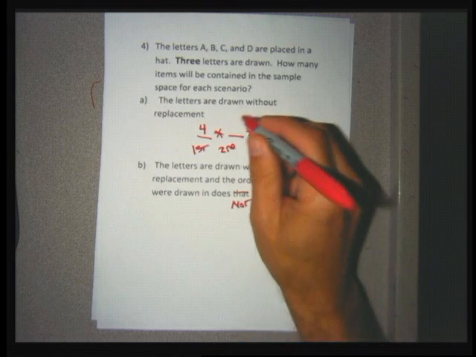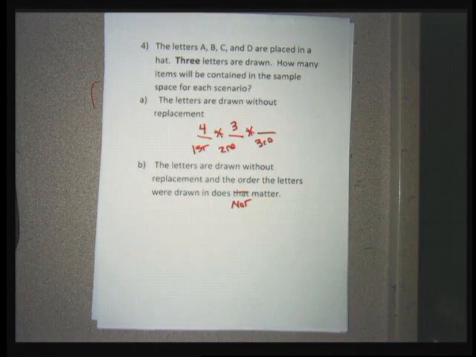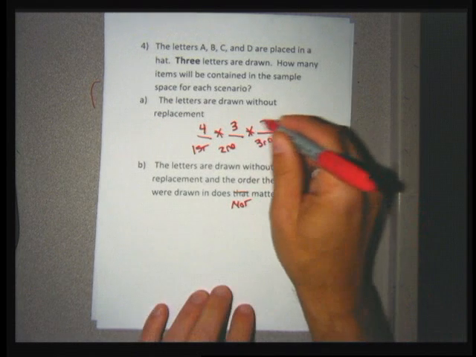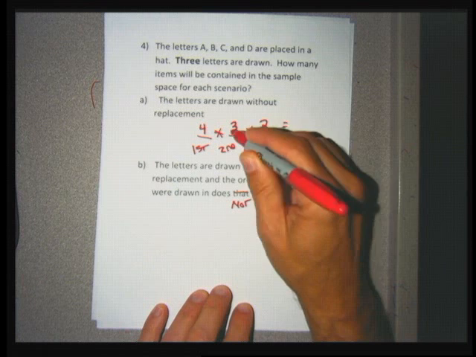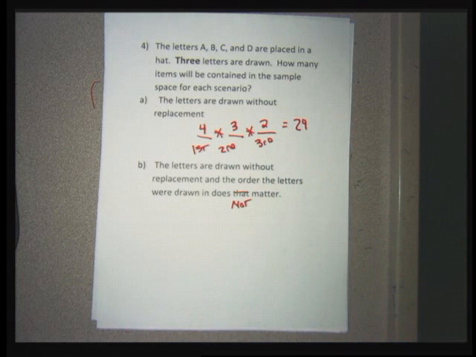So if I picked a letter, it's not available to me anymore. And for the third letter, I've already picked 2 letters. I'm not putting them back, so there's only 2 letters available for me. And 4 times 3 is 12 times 2 is 24. So the number of items in the sample space for this should be 24, and it actually has 24.